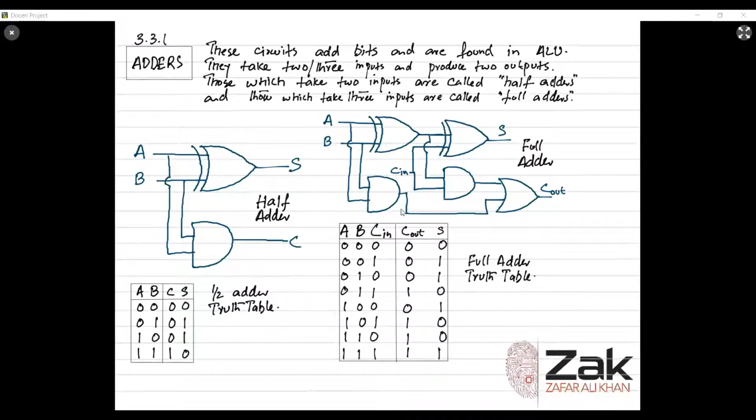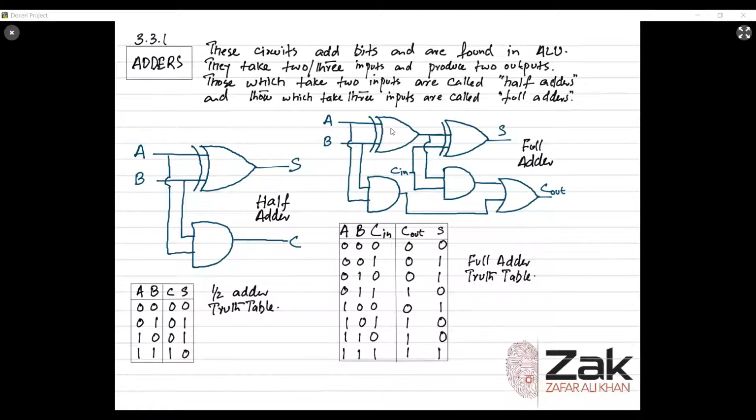Now look at this bigger one. If you pay attention, you would see two half adders in one full adder. This is exclusive OR, this is AND, this is exclusive OR, this is AND. And these two half adders are being added together with this gate. Which gate is this? OR gate. So do you get it? A full adder is employing two half adders together and adding them up using an OR gate.